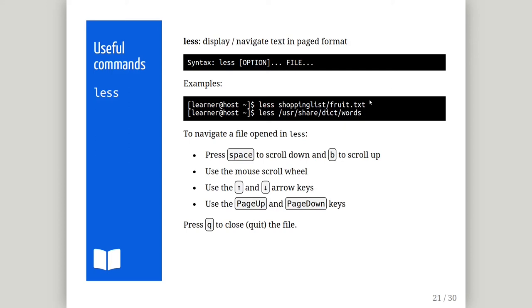In the examples here, we are firstly going to open up the fruit file from the previous tutorial using less. Secondly, we're going to open the dictionary words file, which should exist on your system. Identical to how man pages are navigated, you can use any of these highlighted options to navigate through a file in less. Please see the man pages tutorial for more information.